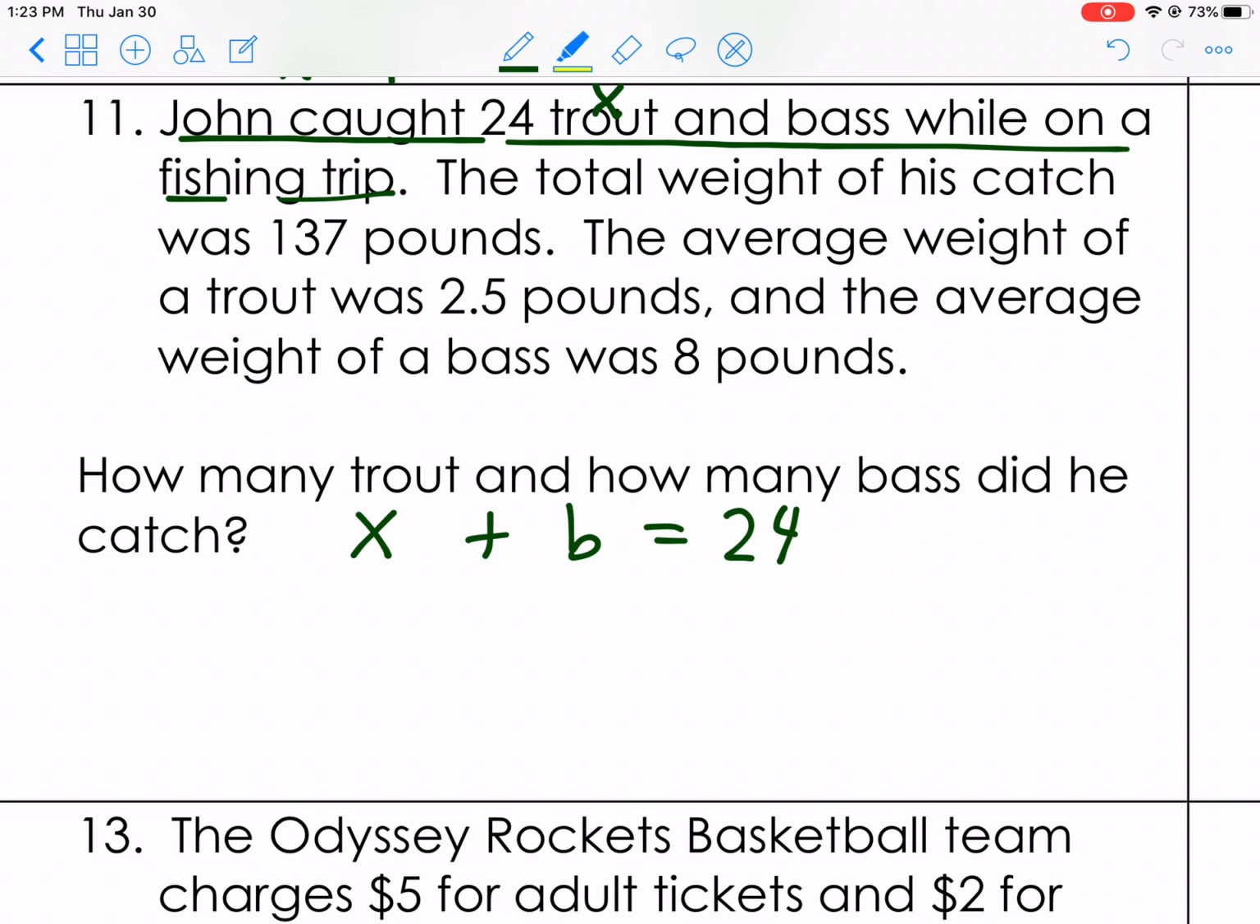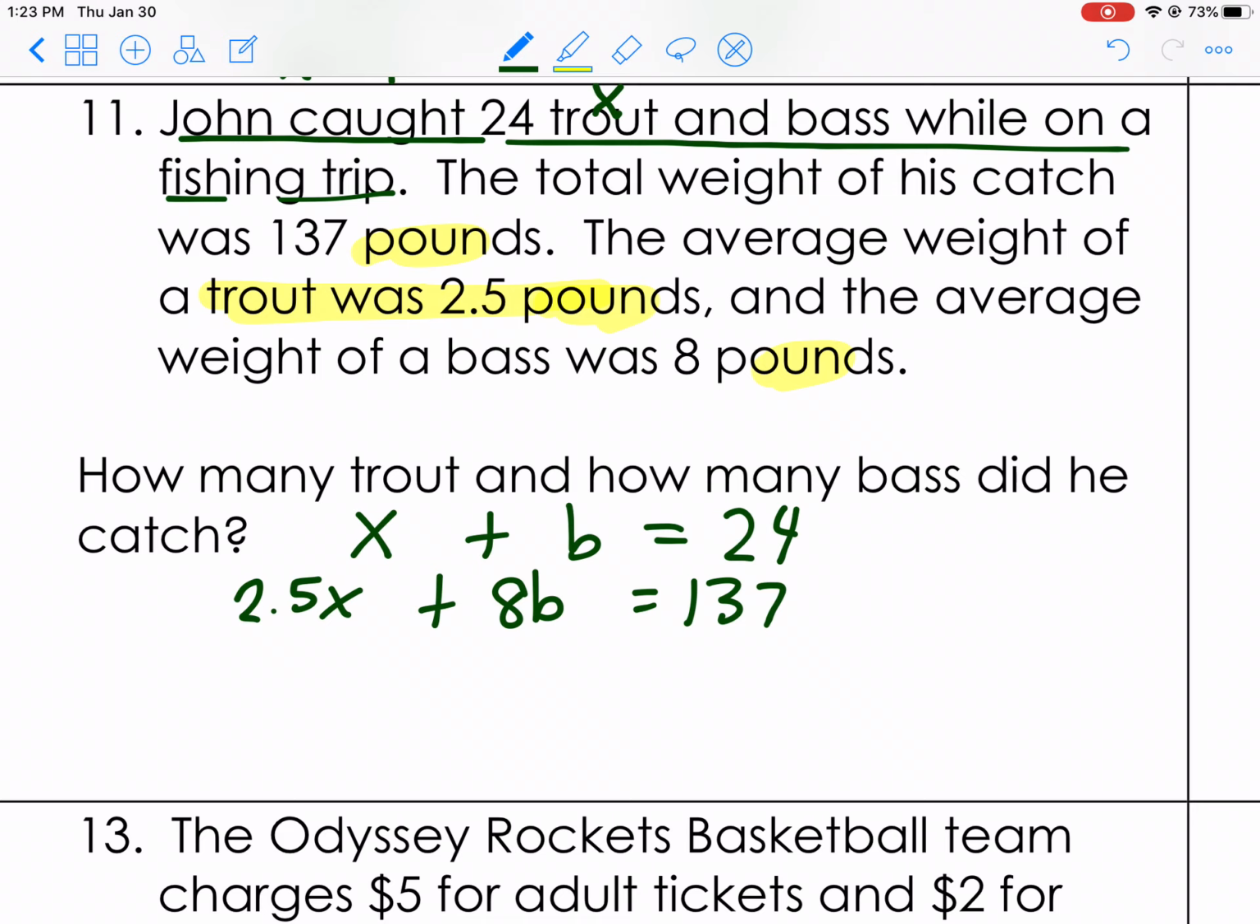The next equation is going to be about the weight, right? So notice that it says the average weight of the trout was 2.5 pounds. So to indicate that, I'm going to take every trout and multiply it by 2.5 pounds. Every bass would be 8 pounds. And then we have a total of 137 pounds.